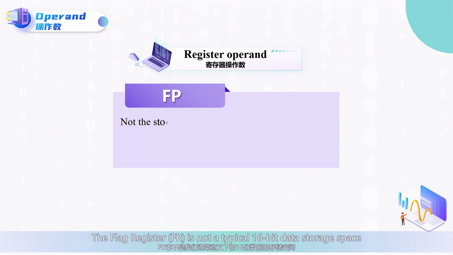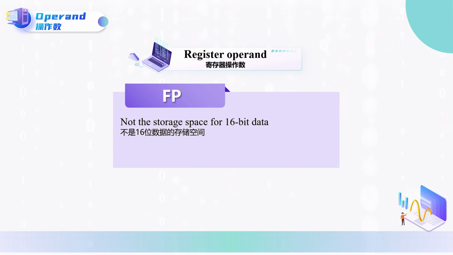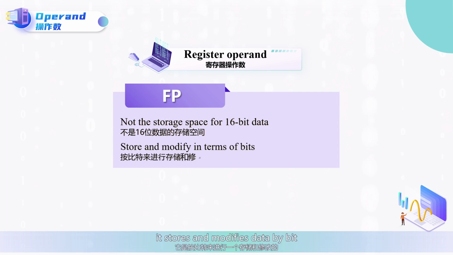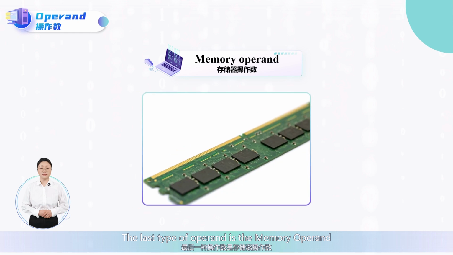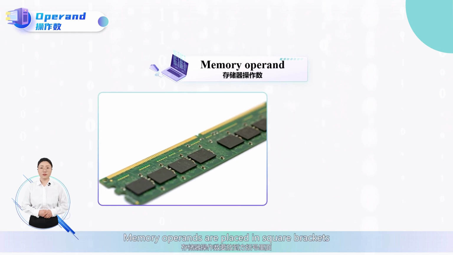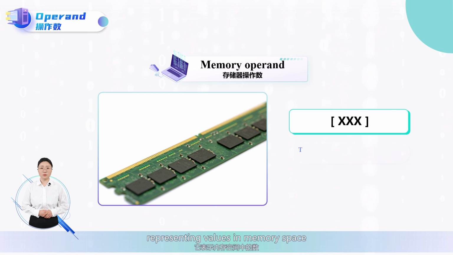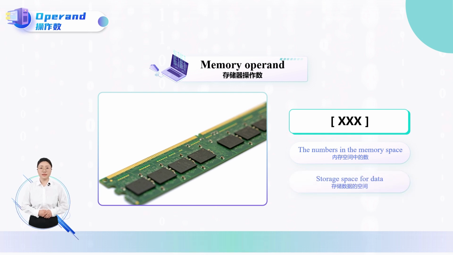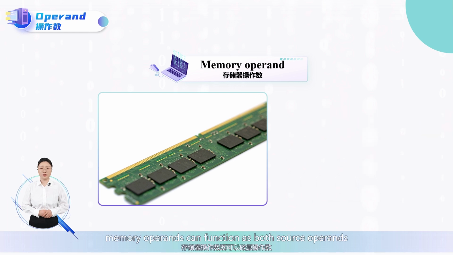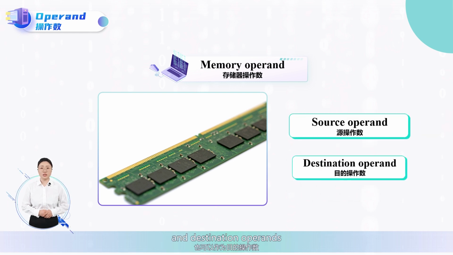The flag register, FR, is not a typical 16-bit data storage space. It stores and modifies data by bit, making it special and unsuitable as an operand. The last type of operand is the memory operand. Memory operands are placed in square brackets, representing values in memory space. Since it is an operand placed in memory space, it naturally serves as a storage space for data. Therefore, memory operands can function as both source operands and destination operands.